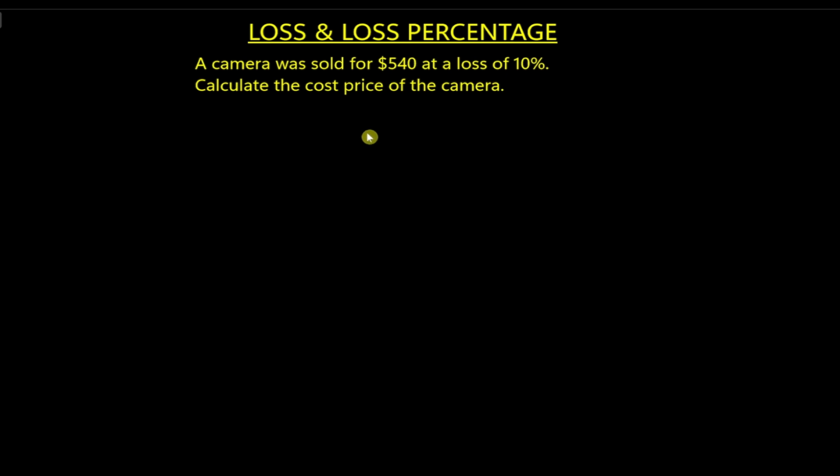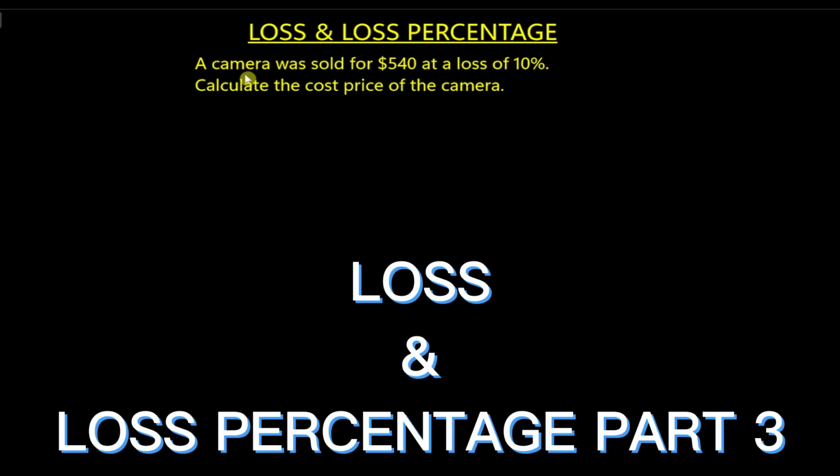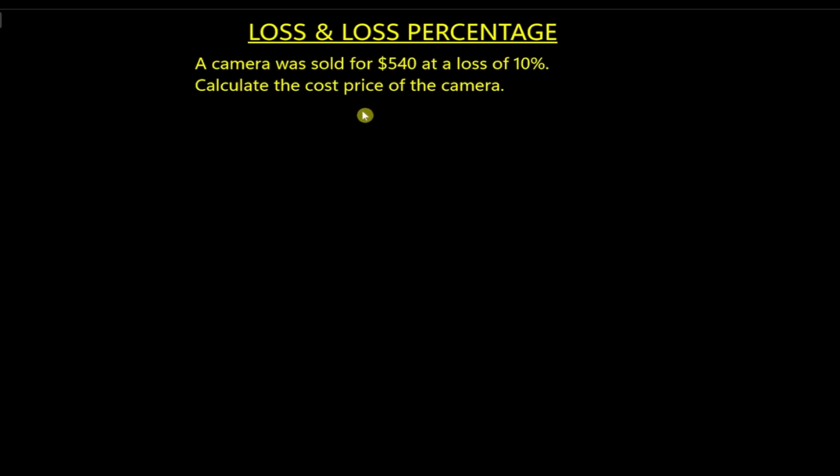Now let's consider this question. A camera was sold for $540 at a loss of 10%. Calculate the cost price of the camera. A camera was sold, which means this is the selling price, and this is the loss percent. Calculate the cost price of the camera.